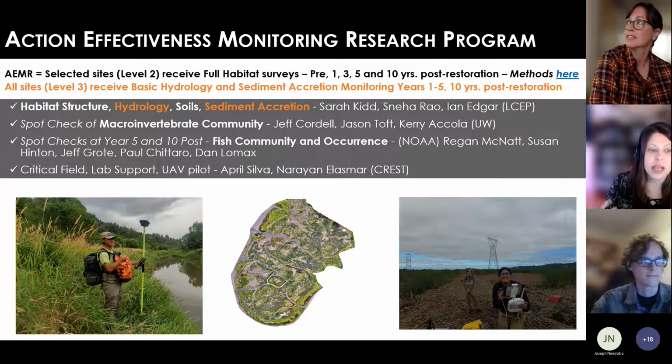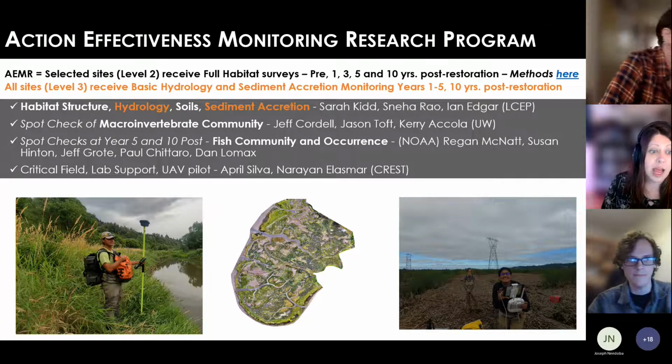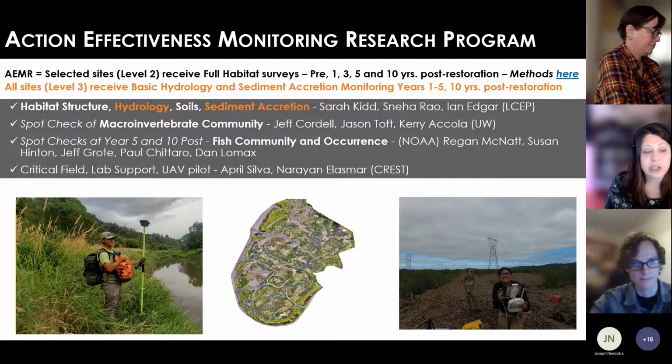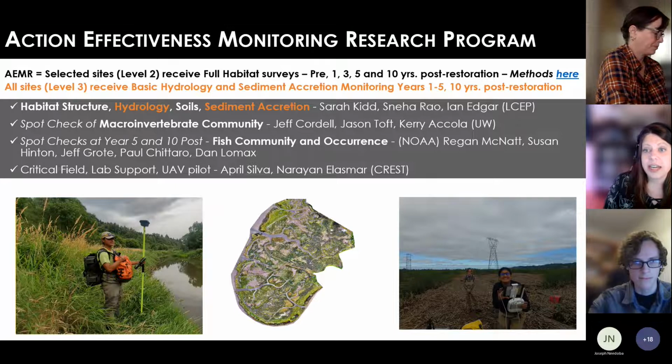But I just wanted to mention that we do collect the same suite of habitat conditions across these sites for level 2 sites, which receive a full suite of habitat data. We also do macroinvertebrate community data collection. And at years 5 and 10, we do fish community and currents. This is important because this synergy between the two data sets allows us to do that evaluation analysis of restoration progress over time.